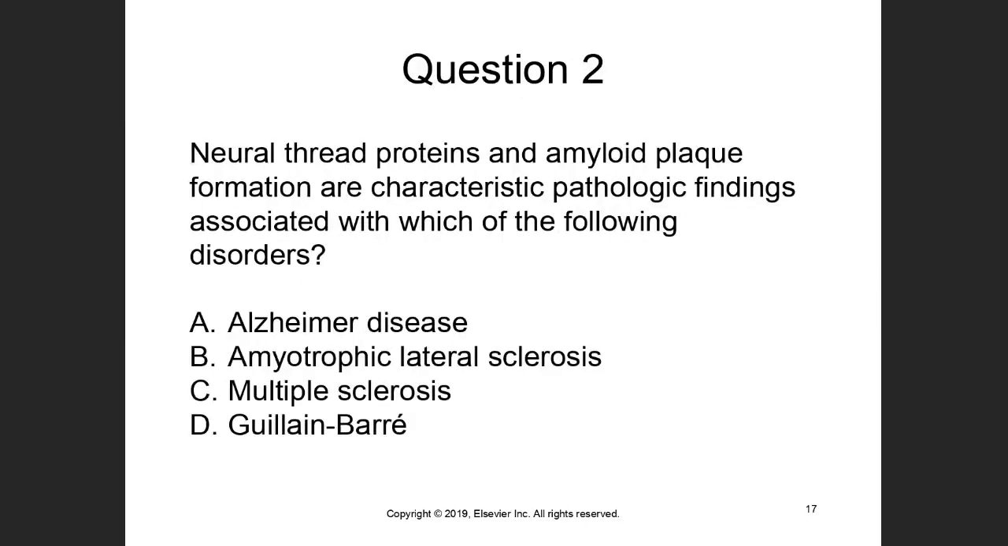Alzheimer's. And here we have question number 2. Neurofibrillary tangles and amyloid plaque formation are characteristic pathology findings associated with which of the following disorders? And what is the answer? Okay, whenever you hear amyloid plaque, Alzheimer's, and fibrillary tangles, Alzheimer's.